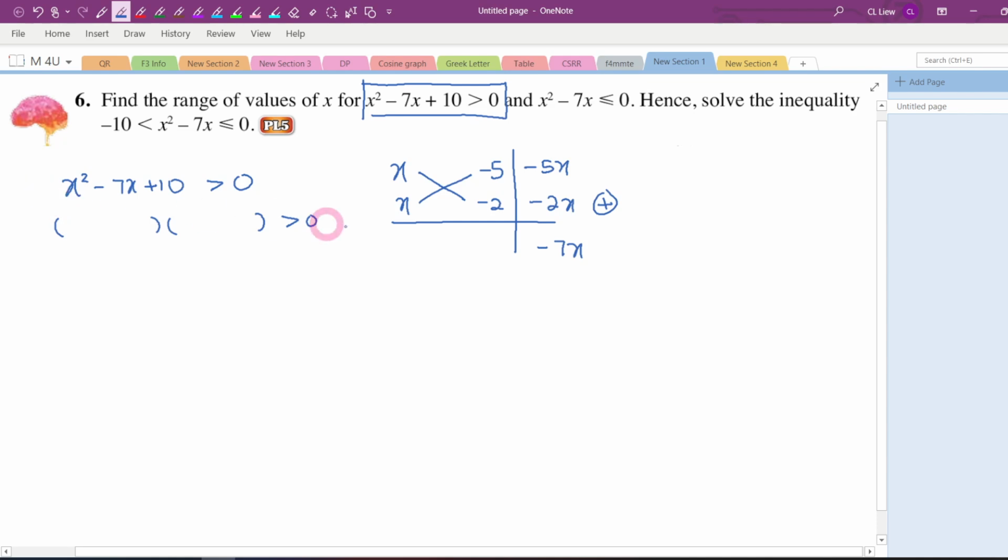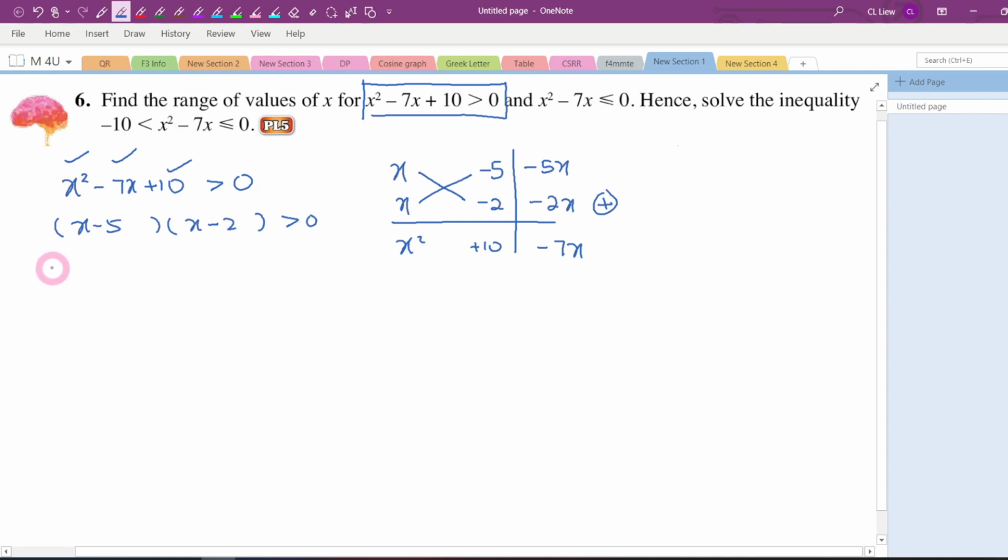Let's double confirm this combination, whether correct or not. x times x, you get x squared, okay? Negative 5 times negative 2, you get positive 10. Yes, correct. The sum of these two terms is equal to negative 7x. Yes. So our combination will be x minus 5, x minus 2. Okay, the next step.